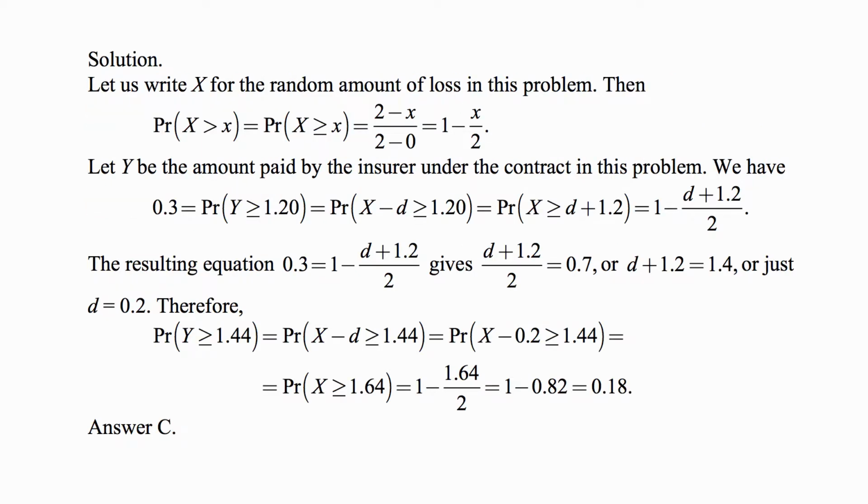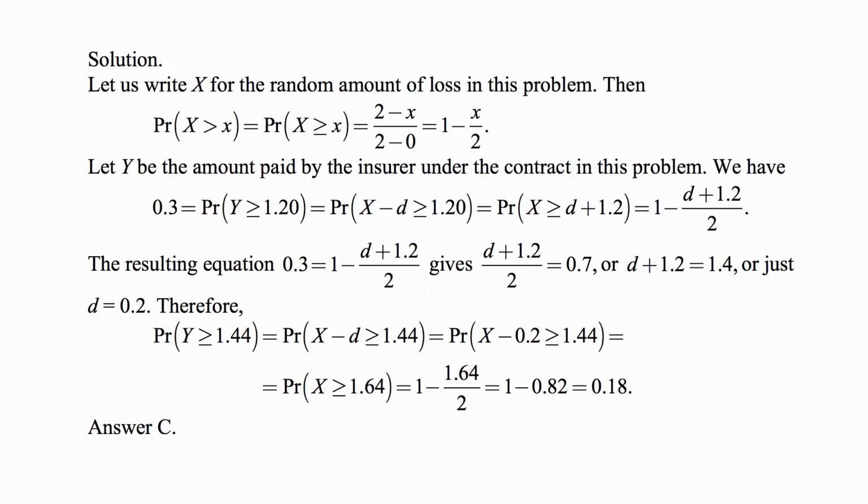So let's write x for that random variable, which is the amount of the loss. Then the probability that x is more than little x, some specific value, which is the same as the probability that x is greater than or equal to little x because it's a continuous distribution, is the fraction of the interval from 0 to 2 where x is bigger than little x, which is from x to 2, and the length of that interval is 2 minus x, as a ratio of the length of the whole interval from 0 to 2. That's (2 minus x) over (2 minus 0), so that's the same as 1 minus x over 2.